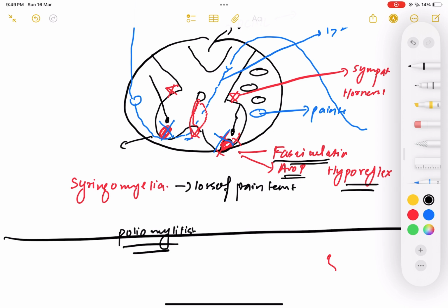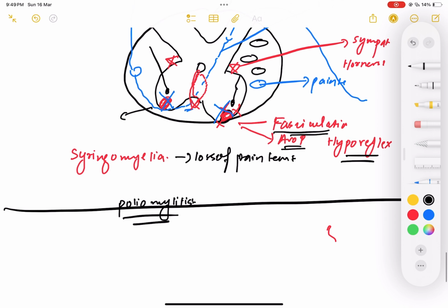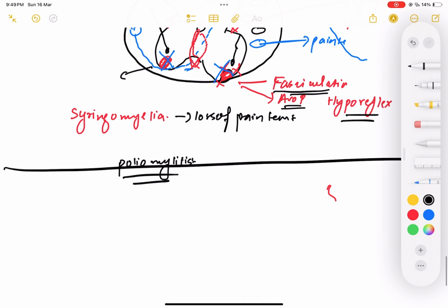So you guys only have to keep in mind different locations in different pathologies, right? Like in syringomyelia, the anterior commissure, you guys already know that, pain and temperature cross there. Anterior motor neurons, lower motor neuron signs and symptoms. Lateral horn, which has sympathetic neurons, right? So this was about poliomyelitis.